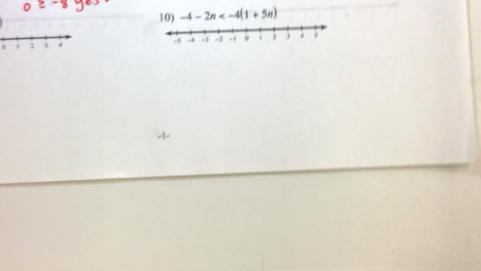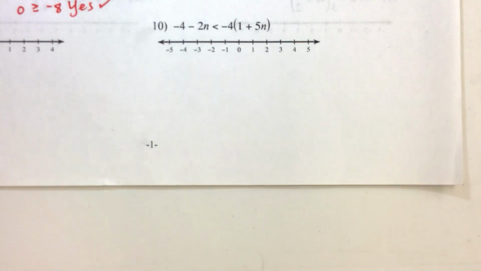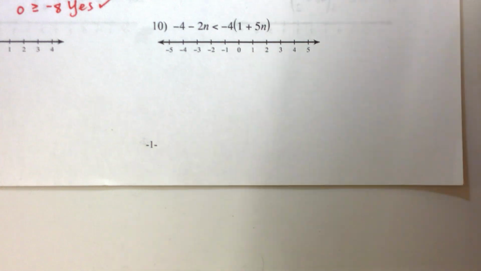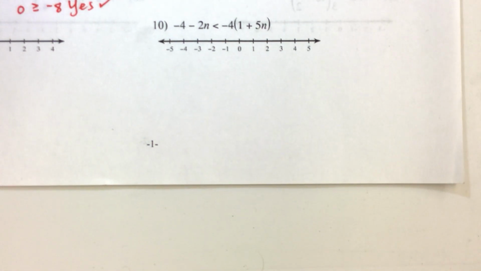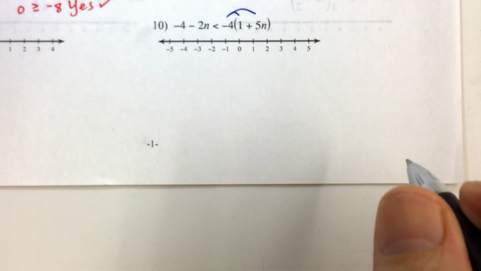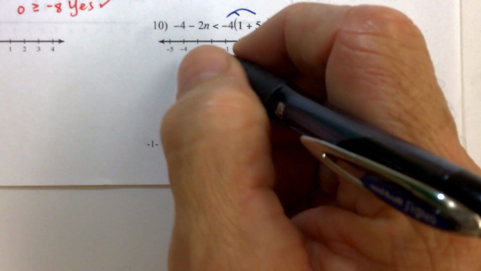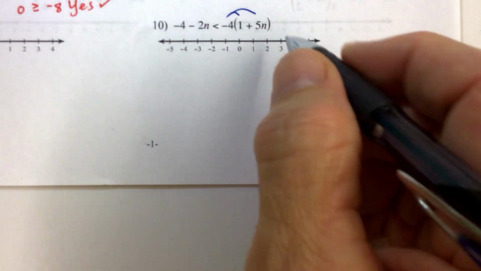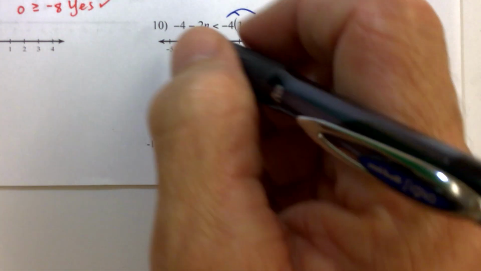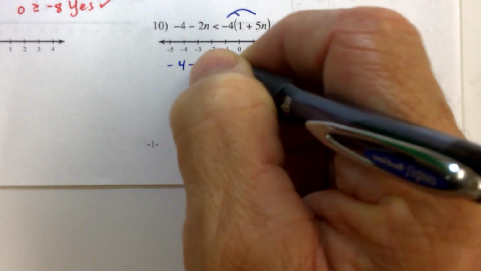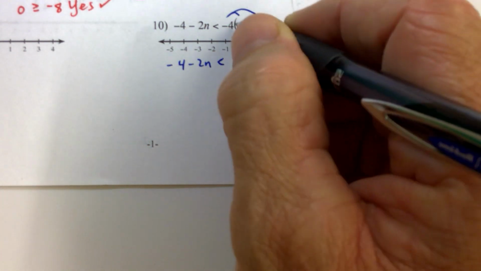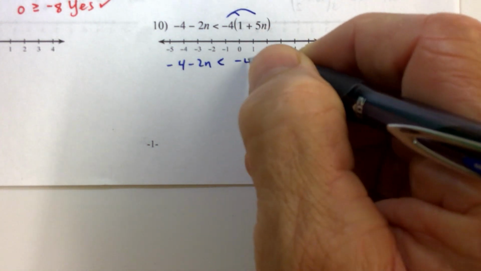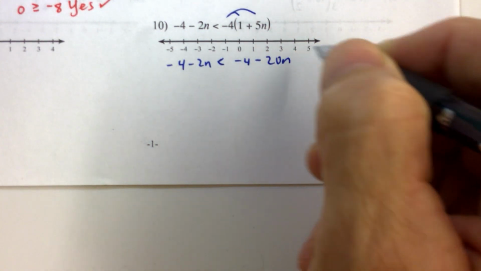Let's go ahead and look at number 10. It's the first, well, 9 and 10 are the first problems here on this practice worksheet that have parentheses in them. And in general, what we would like to do when we have parentheses is clear the parentheses. And we want to simplify both sides of the inequality. The left side is already simplified. And the right side, if we distribute the negative 4 to both terms, we get negative 4 minus 20n.